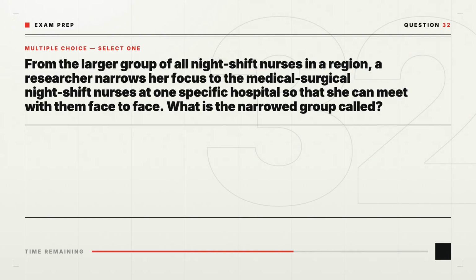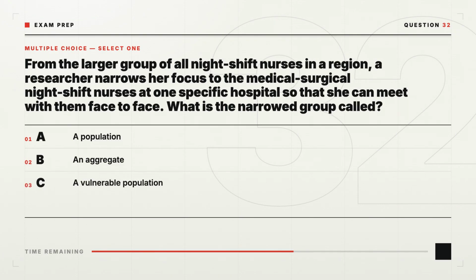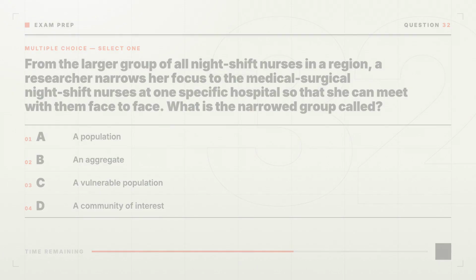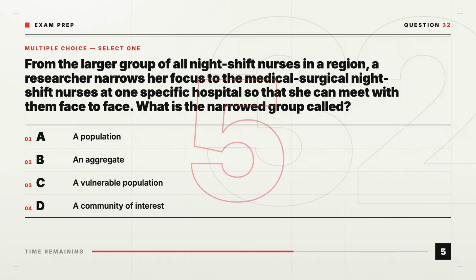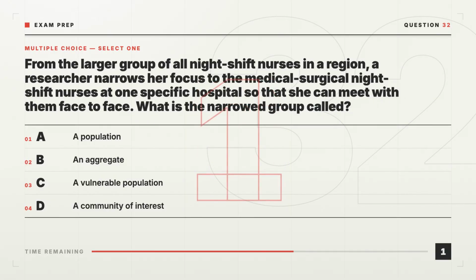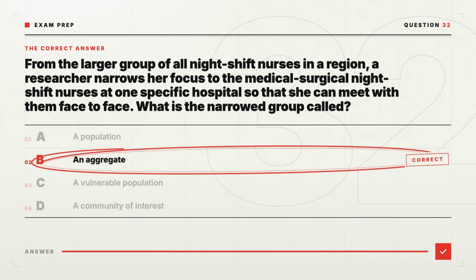Your options are A. A population, B. An aggregate, C. A vulnerable population, D. A community of interest. Got a guess? Lock it in. The correct answer is B.